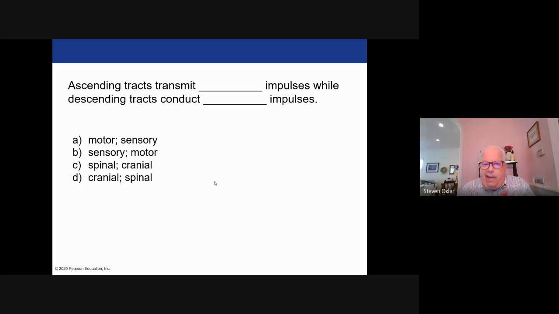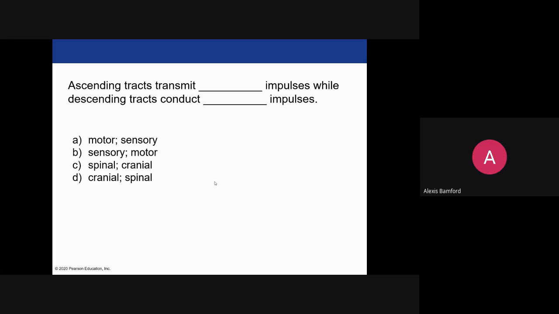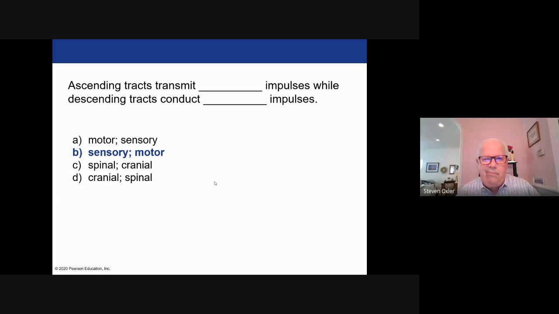Here again they love this ascending and descending stuff. Ascending tracts transmit blank impulses, while descending tracts conduct blank impulses. This is the same thing as afferent and efferent. Is it B? It's B, correct. Please know the difference between afferent fibers and efferent fibers. I'm going to ask you questions on that, all right?